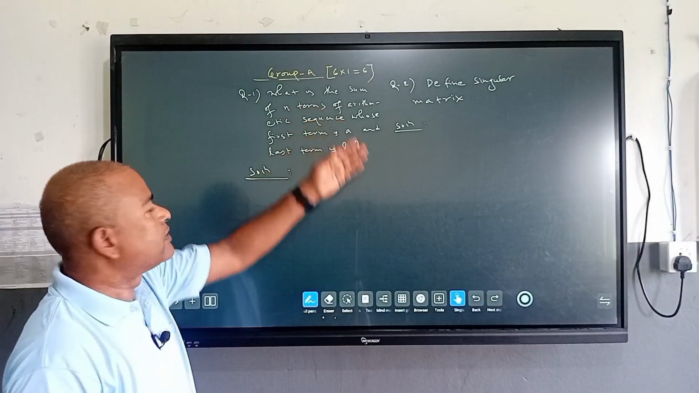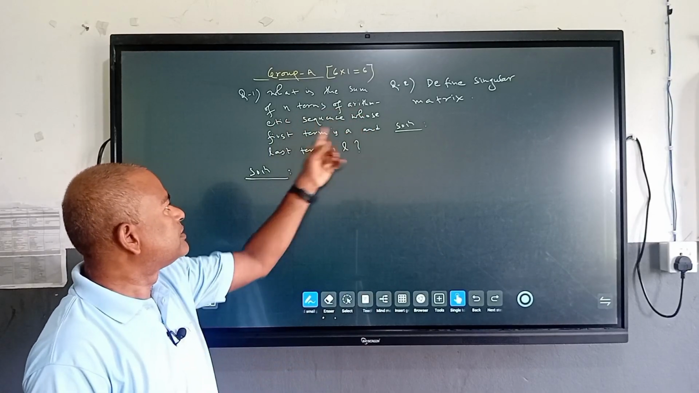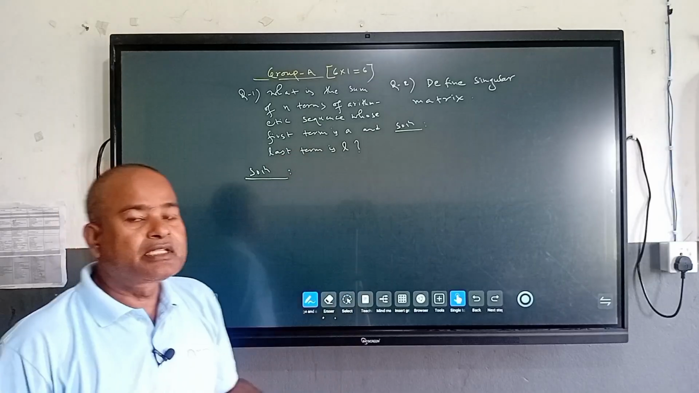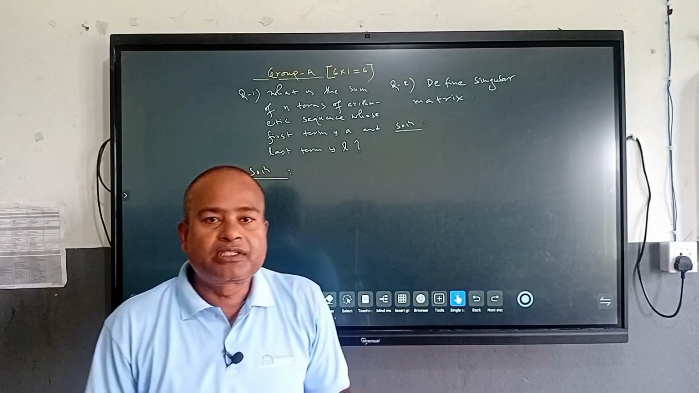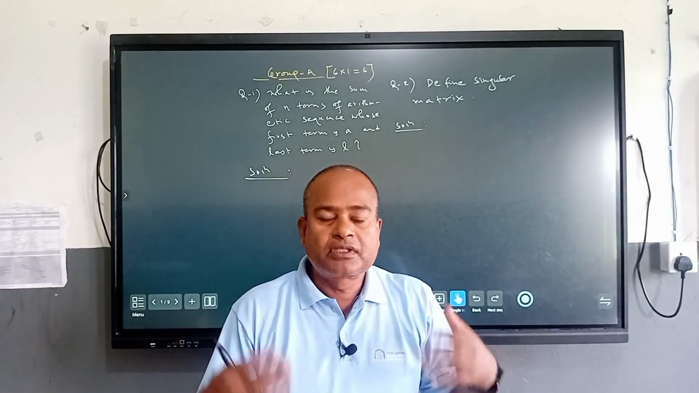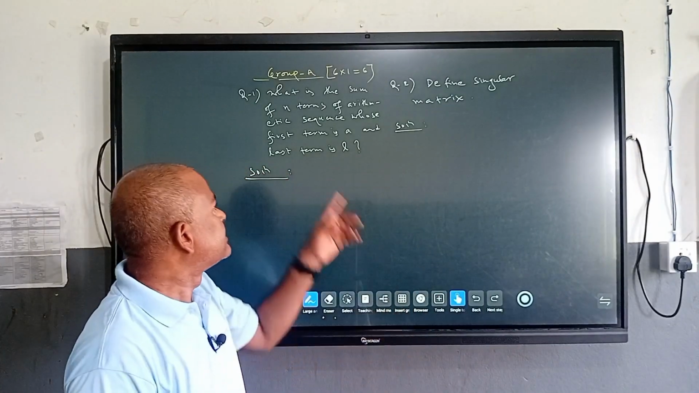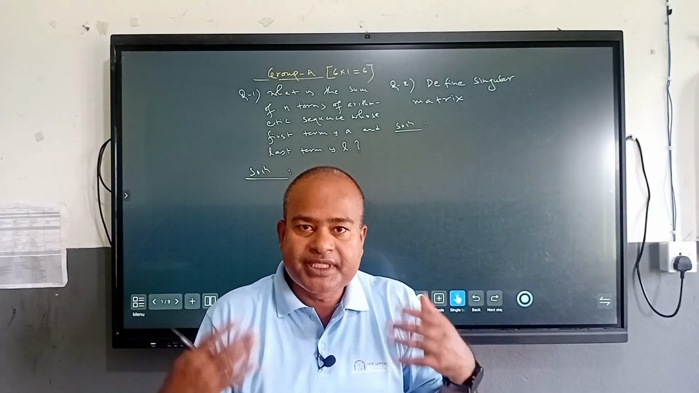Dear students, the first question is, what is the sum of n terms of an arithmetic sequence whose first term is a and the last term is l? In this question we have to write down the formula of the sum of an arithmetic sequence whose first term is a, the last term is l, and the number of terms is n.